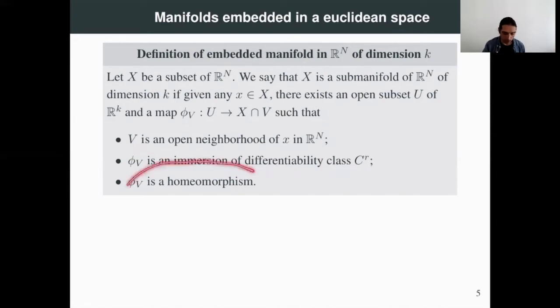The last condition is to avoid the possibility that, when we give X the topology induced by the topology of U through the fact that this map is a bijection, we obtain something different from the topology of X as a subspace. That can happen, and in order to avoid this possibility, we require this map to be a homeomorphism.